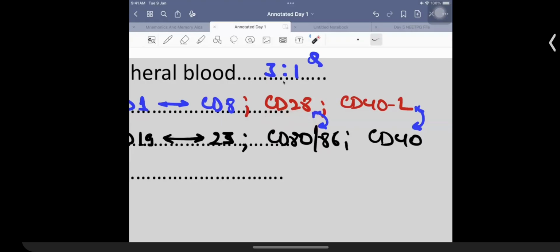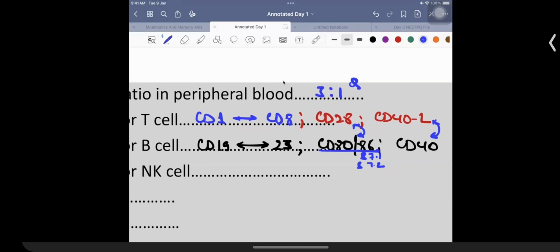Now, please remember in your NEET exam as well as your INI CET exam, what they may do is that CD80 and CD86 are also written by the second important name of B7.1 and B7.2. B7.1 and B7.2. Also, CD79 is a marker of B cells. CD79 is also a marker of B cells. So this is a very basic fact that you need to have an idea about.